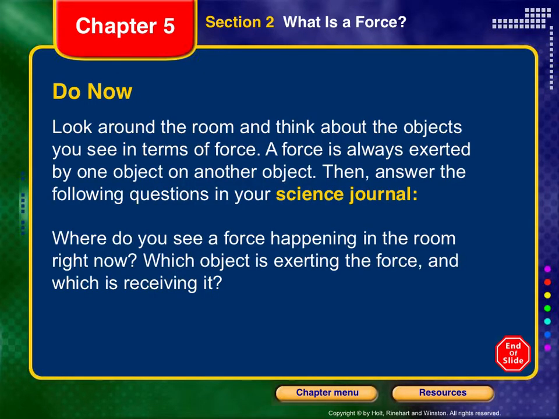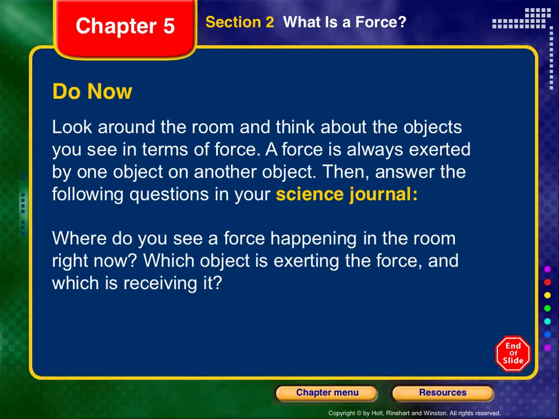So right now, look around the room and just take a look at the objects in terms of force. All right, so a force is always exerted by one object on another object. So where do you see a force happening in the room right now? Which object is exerting the force and which is receiving it? Hopefully you're not thinking about how you could exert a force on a younger sibling or on your cat, but you could, I suppose. So right now I'm sitting in a chair in a classroom, and I'm exerting force upon the chair and exerting force upon the floor and upon the earth's surface.